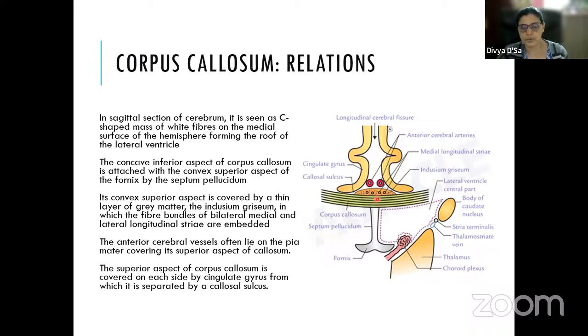Within this indusium griseum, fiber bundles of the bilateral medial and lateral longitudinal striae will be present. Then the anterior cerebral vessels lie on the pia mater covering the superior aspect of the corpus callosum. The superior surface on each side is covered by the cingulate gyrus, from which it is separated by the callosal sulcus here.